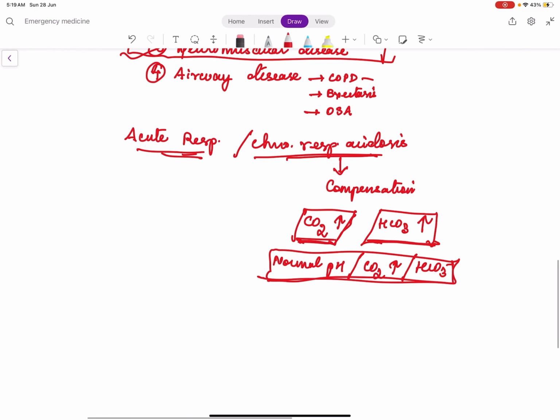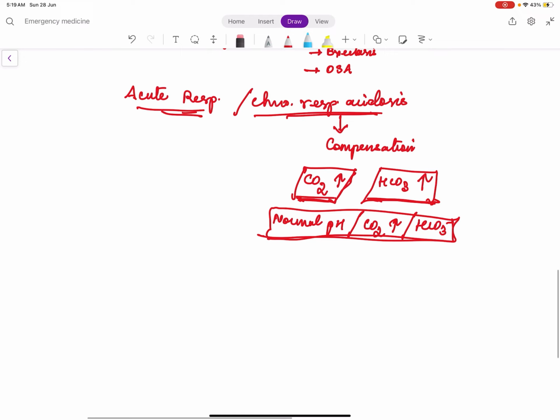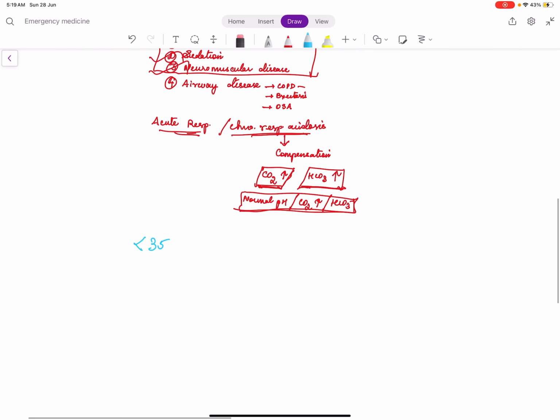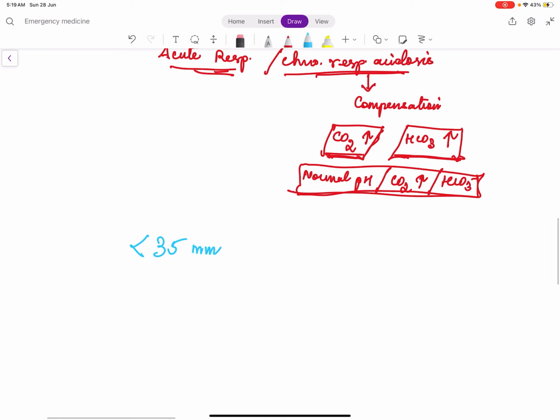So this is about acute respiratory acidosis. So when PCO2 is less than 35 millimeters of mercury, again you know very well it is respiratory alkalosis.